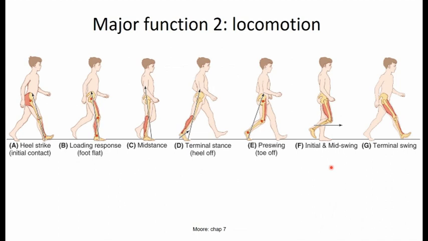A second major function of the lower limbs is to move the body through space, and this involves the integration of movements at all the joints in the lower limb to position the foot on the ground and to move the body over the foot. So it involves complex movements of the joints of the lower limb, it involves coordinated action of multiple muscles, and of course an effective nervous system to control those muscles and monitor the movements.